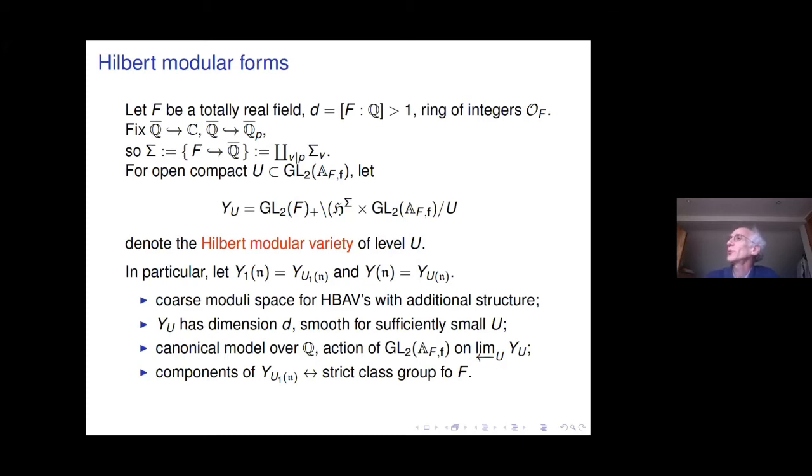So we were looking at the case of GL2 over a totally real field, so the setting of Hilbert modular forms. So we have the Hilbert modular variety, d-dimensional, a disjoint union of quotients of d copies of the upper half plane, and a moduli space for Hilbert-Blumenthal abelian varieties.